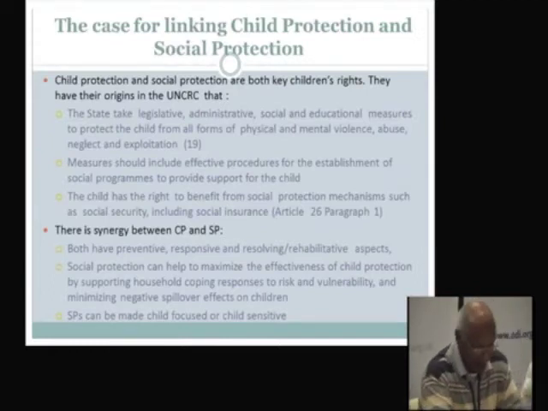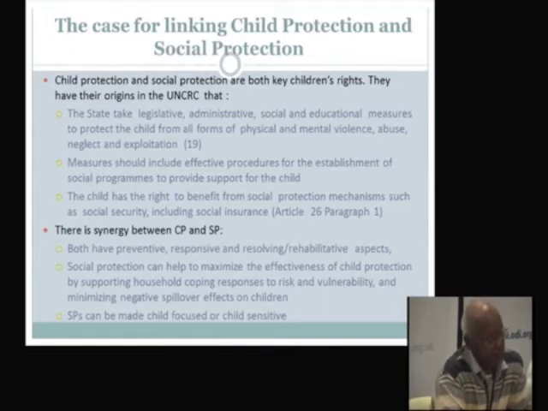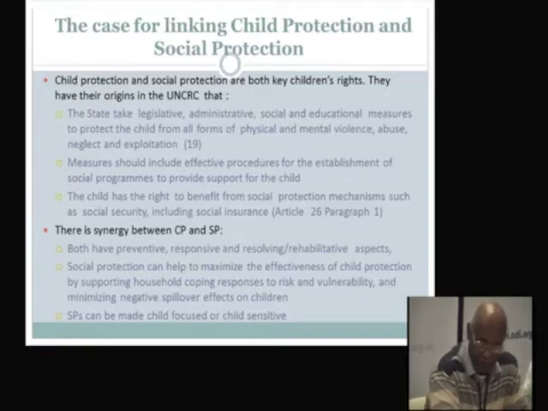The case for linking child protection and social protection comes from the UNCRC that states the state should take the legislative, administrative, social, and educational measures to protect children from all forms of physical, mental violence, abuse, neglect, and exploitation. So this is the basis for child protection, and to deal with this problem, the UNCRC states that measures should include effective procedure for the establishment of social programs to provide support for the child.